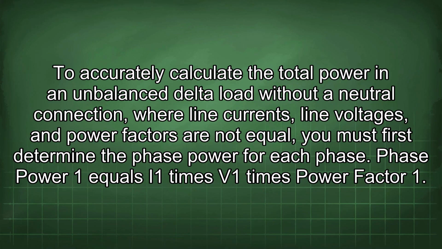To accurately calculate the total power in an unbalanced delta load without a neutral connection, where line currents, line voltages, and power factors are not equal, you must first determine the phase power for each phase.